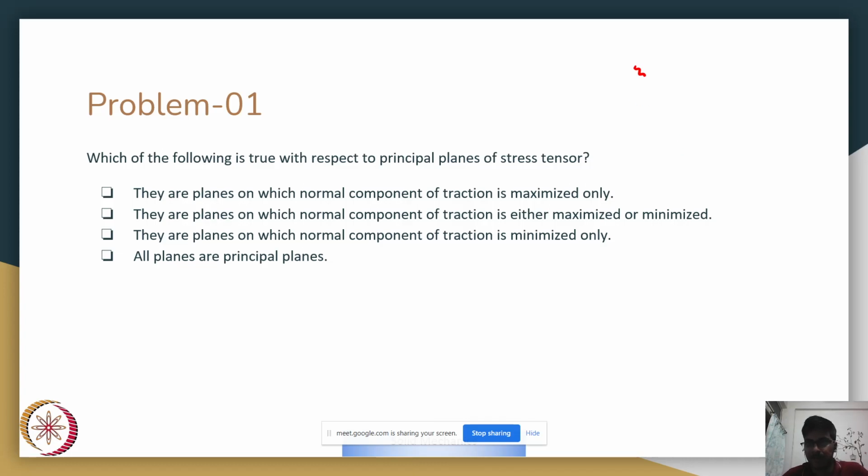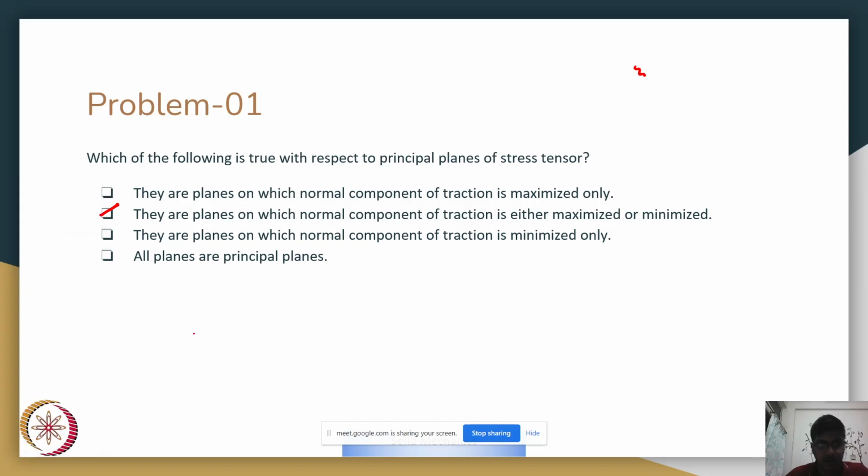So, as we learned, principal planes are the planes where your normal component, like the definition is, principal planes are those planes where the normal component of the traction is at an extreme. So, it's either maximized or minimized. So, okay, is this clear or do you have any other?